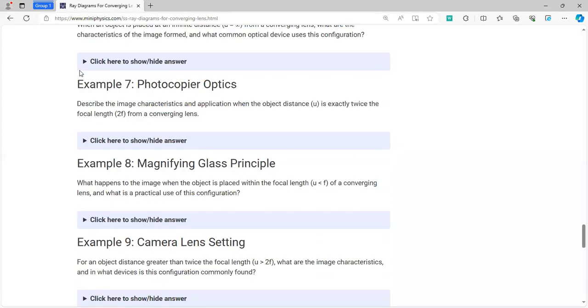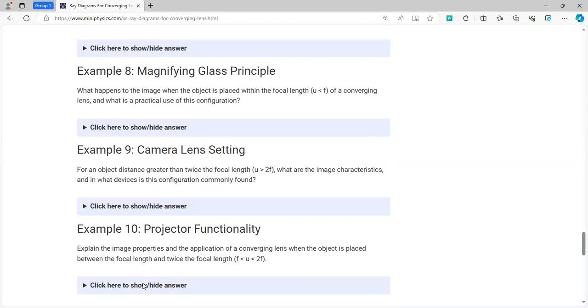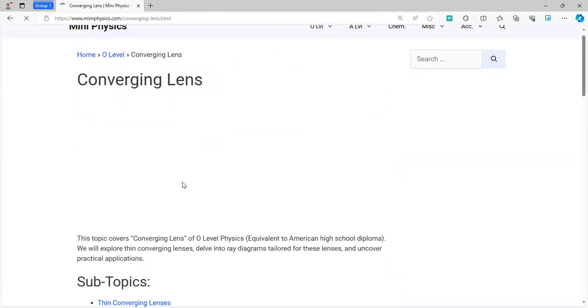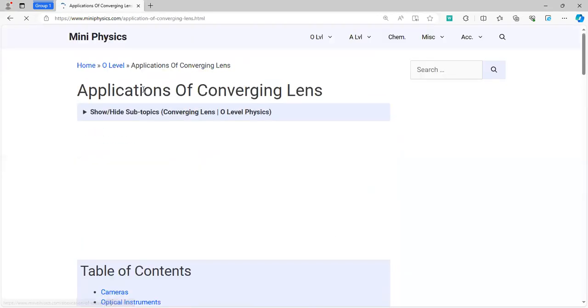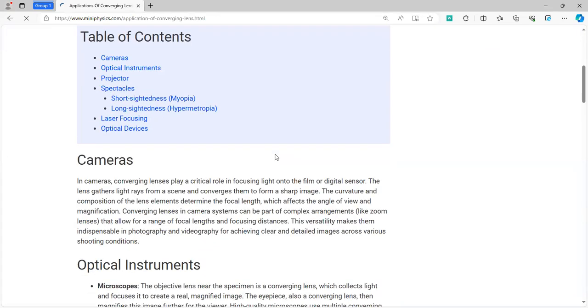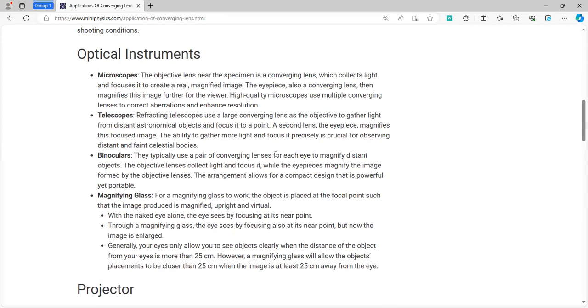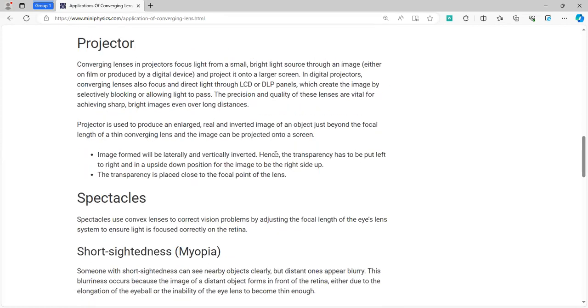Now going back to the last part of this topic, the applications of converging lens. In medical instruments, we know that many of us use glasses in our everyday lives. So the glasses use the properties of these lenses to help improve the refractive errors of the patients.